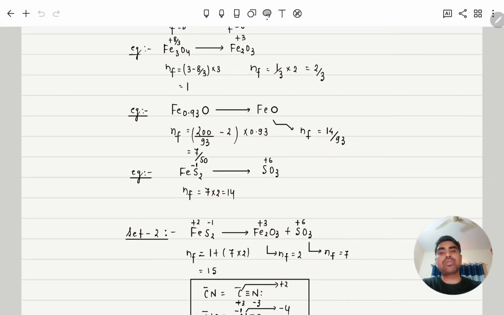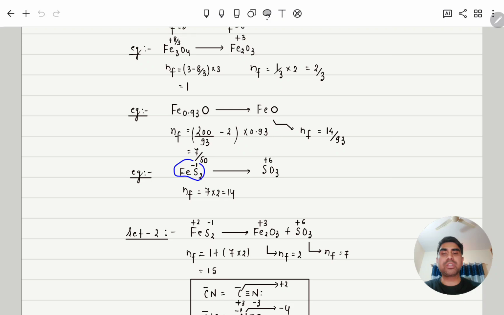Here you can see non-stoichiometric oxides. Here its oxidation state is 200 by 93, and here it is +3. So the change in oxidation state into atomicity is its n factor. Here also, the change in oxidation state into its atomicity is its n factor.